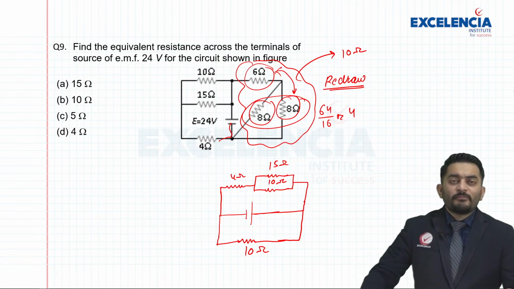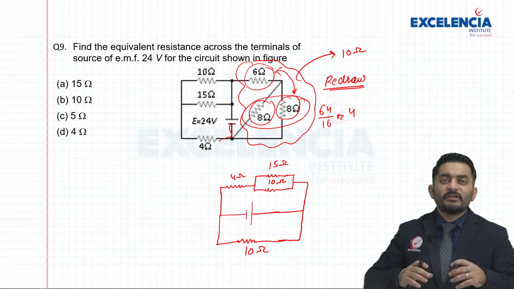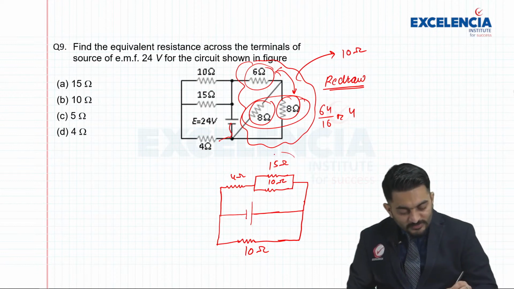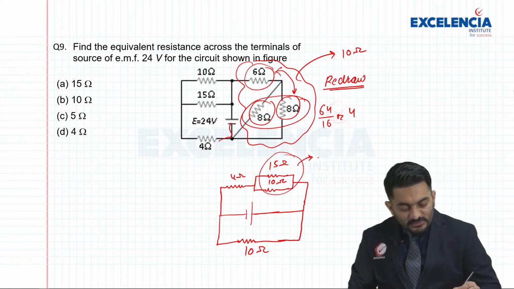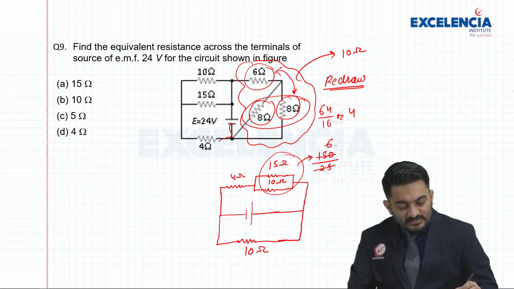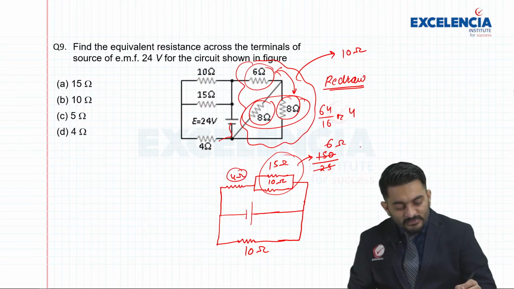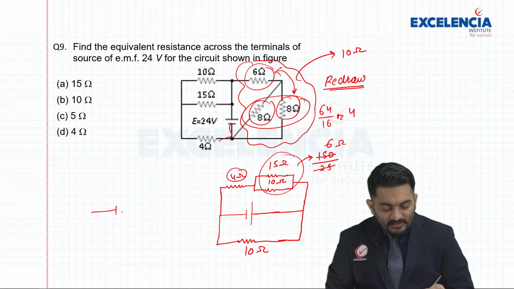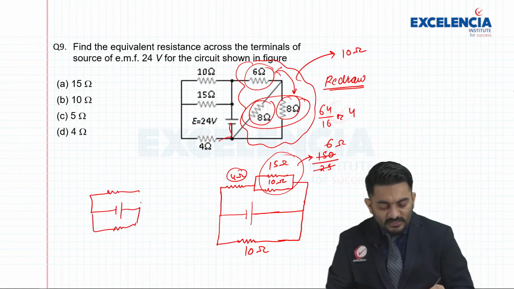Now I have placed the battery in between. This 10 ohm, even if you shift it upward, will appear to be parallel. So you can solve this particular part first. It will be 150, the product of the two, and the denominator is always the addition of the two. So you will get this part as 6 ohm, and 4 ohm. They are in series. So what you can see is that the battery is given to you, this is 10 ohm down, this is 10 ohm up.